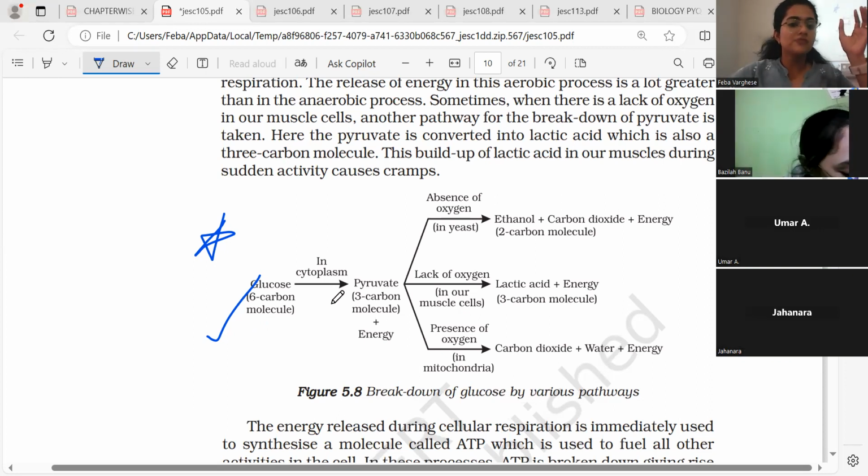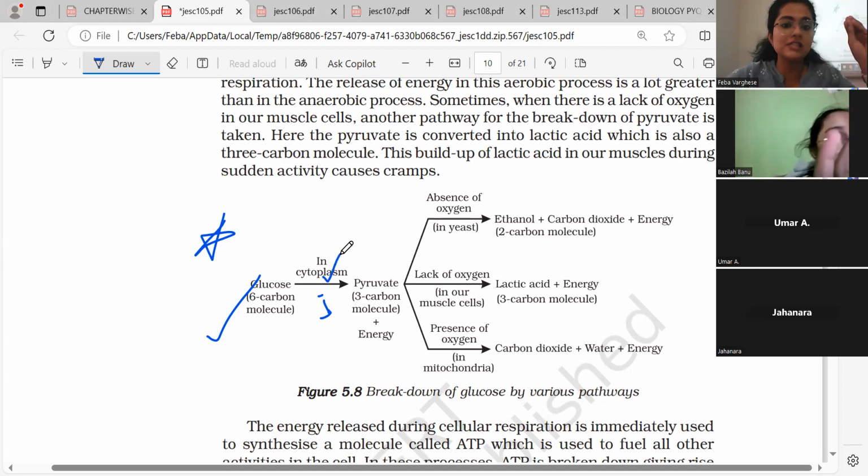Now, the first step shown over here, the conversion of glucose into pyruvate, is common to all living organisms. So if you get such a question, remember that this is the step which is common to all living organisms. And where does it happen? It happens in the cytoplasm, be it a yeast cell, a bacterium, or a human being. This process is common to everybody. And what is happening over here? 6-carbon glucose is broken down to 2 molecules of pyruvate. Pyruvate has only 3 carbon atoms, so when you split it, you get 2 molecules of pyruvate.